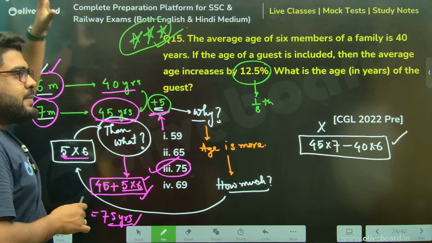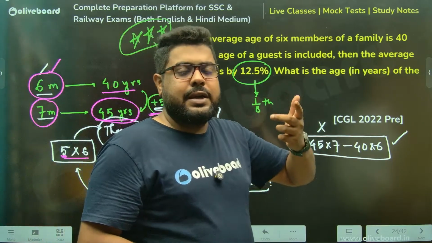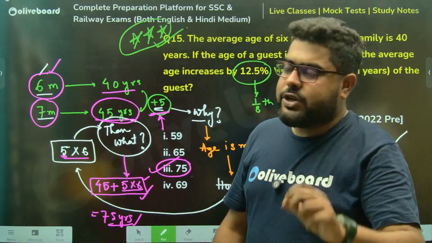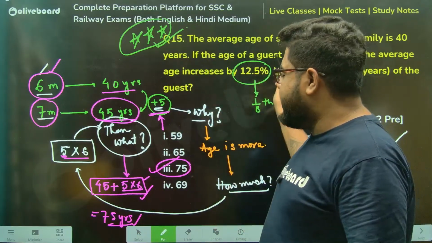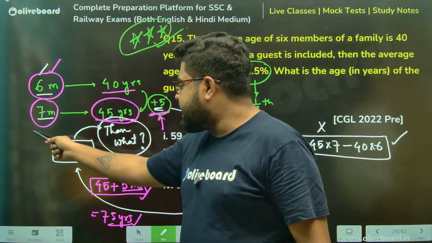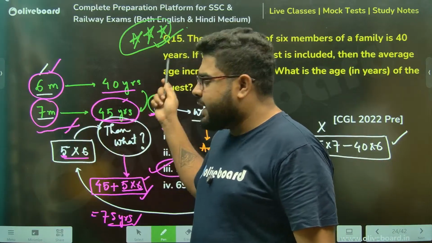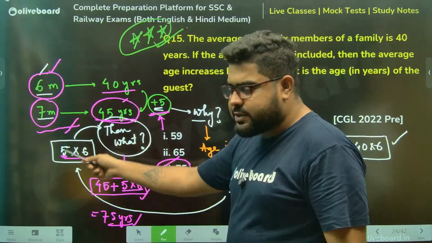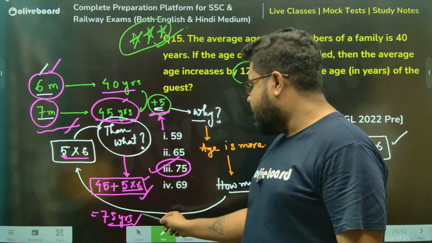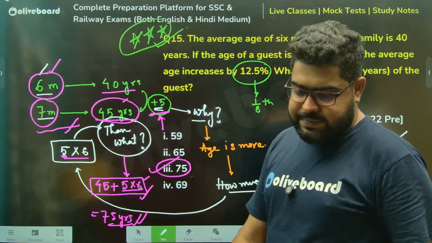Now he is this many years older than what? Always than the average when that person is included in the group. So if the guest is included in this second case, I'll take the second average, 45. 45 plus 5 into 6. That's how we got 75 years as the answer.